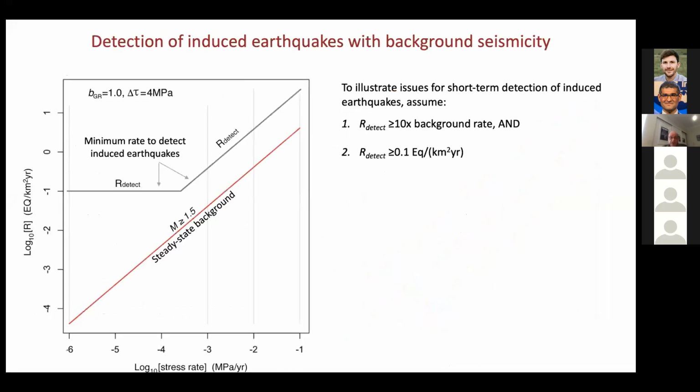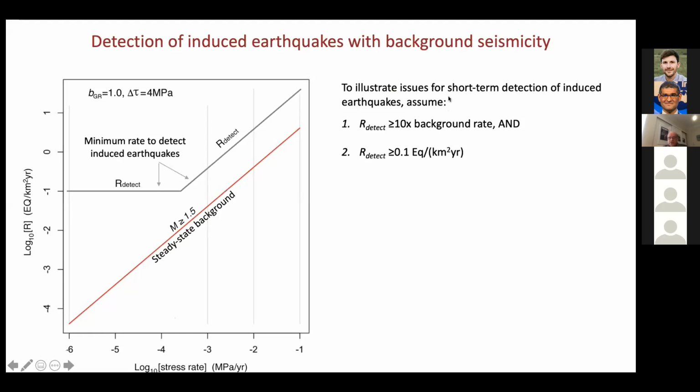So with that as a basis, we can talk a little bit about detectability of earthquake rates and also explore a way to regularize the model computations, particularly in areas where we don't have data, where earthquake rates are very low. So I'd like to introduce the concept of detectability of induced seismicity.